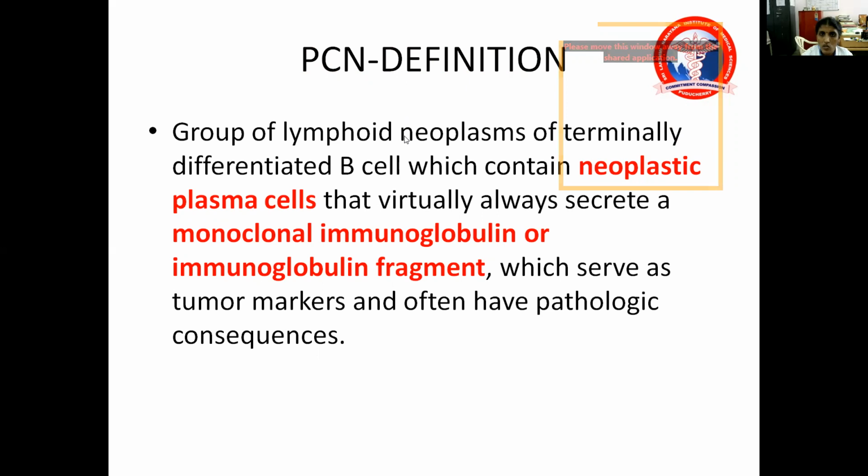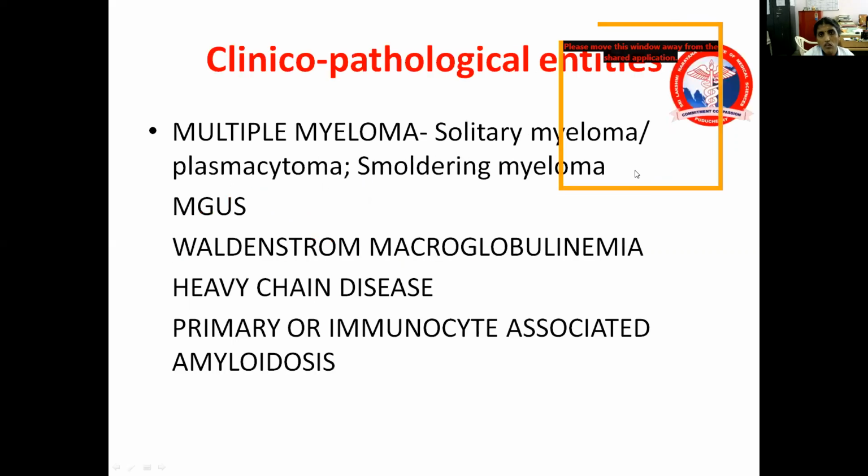By definition, plasma cell neoplasm is considered a group of lymphoid neoplasm, which consists of predominantly terminally differentiated B cells. You know what B lymphocyte is derived from, right? So this group of neoplasm consists of terminally differentiated B cells, which in turn contain neoplastic plasma cells. It is not a normal plasma cell; it virtually always secretes a monoclonal immunoglobulin or an immunoglobulin fragment. It can be an intact immunoglobulin or just a fragment of immunoglobulin, which acts as a tumor marker and often has pathological sequelae. Though antibodies or immunoglobulins are very important for the protective mechanism of our body, these are unwanted immunoglobulins which are going to cause damage to our body, leading to pathological consequences.